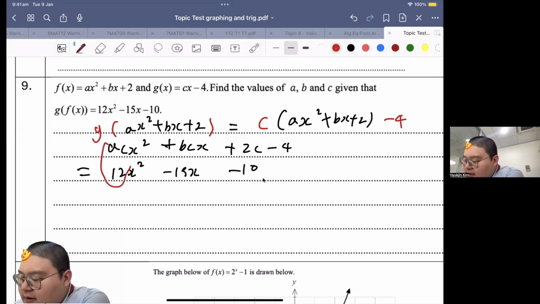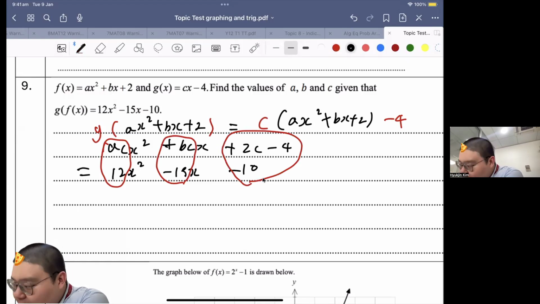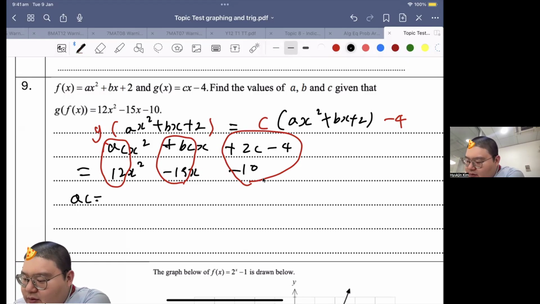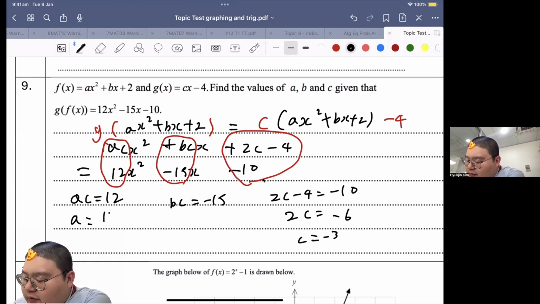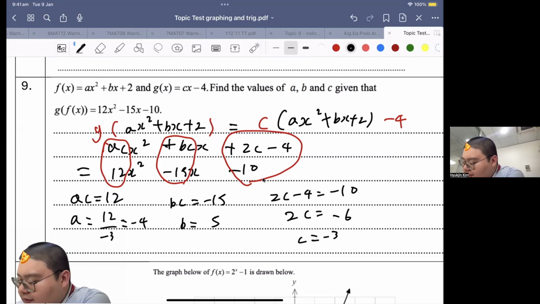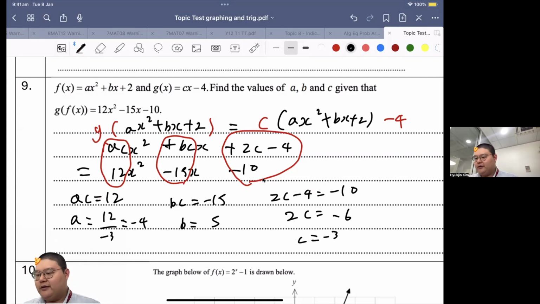We collect the corresponding terms. Now, we can assume these coefficients are equal because no other values of the variable would make it work. So that means I can just write the simultaneous equations. AC equals 12, BC equals negative 15, and 2C minus 4 equals negative 10. So 2C equals negative 6, C equals negative 3. This means A equals 12 over negative 3, which is negative 4, and B equals 5. Okay, all should be well.